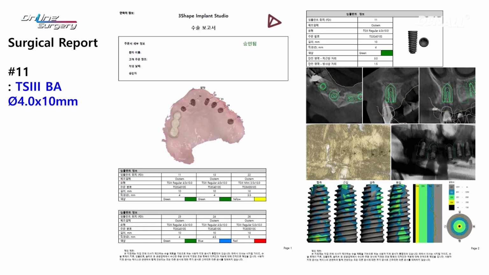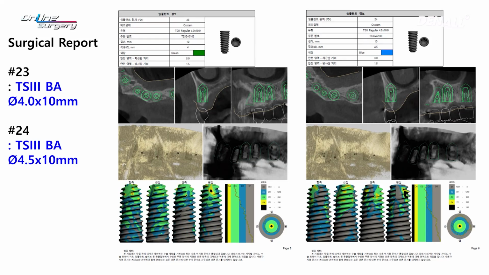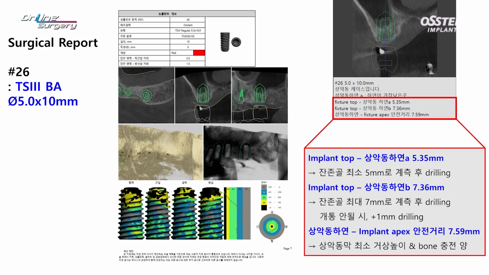TS3 BA surface implant for number 11, 4.0 by 10. The same goes for number 13. As for number 22, although alveolar bone is good, 3.5 by 10 mm was planned; for number 23, 4.0 by 10 mm; and for 24, a 4.5 by 10 mm implant was planned. For number 26, a TS3 BA surface, 5.0 by 10 mm implant was planned.